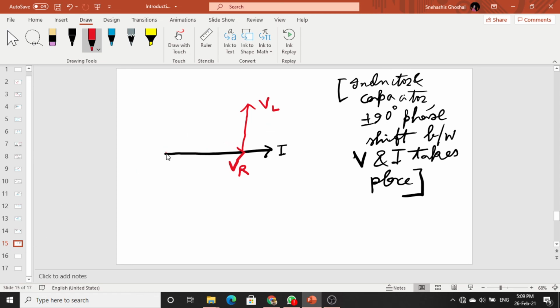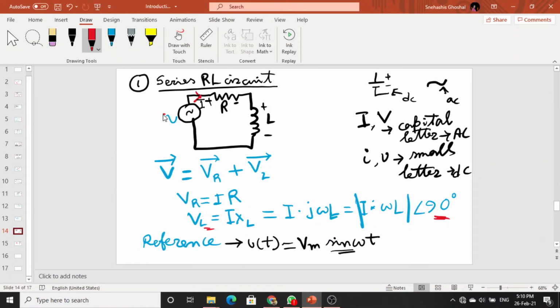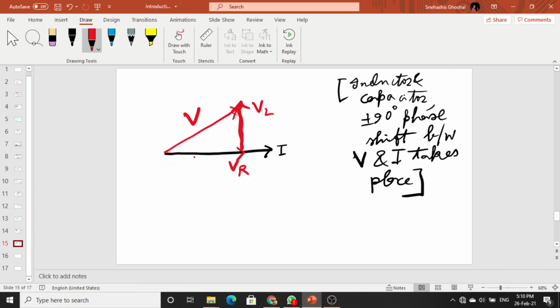KVL means what? Phasor addition, just like vector addition. This is your VR. Okay, this is not actually 90 degrees, but actually it should be 90 degrees. So phasor addition of VR and VL, just like vector addition. So this will be V. This is V. So VR plus VL. So that's how phasor diagrams are drawn.